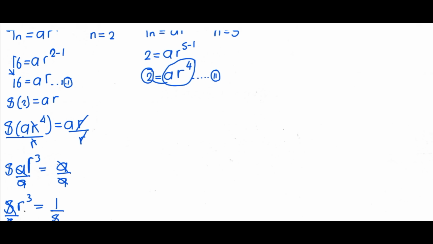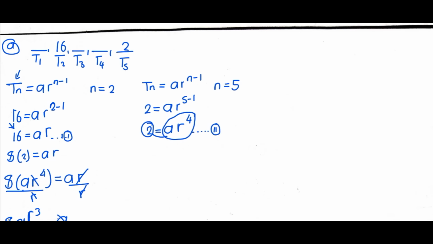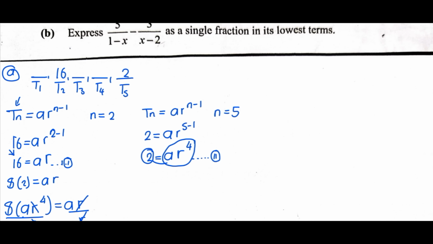Now, okay, let's say we don't want to use this principle. How can we solve for common ratio? So let's do this. If you are trying to solve for the same common ratio, what we are going to do is, from these numbers, I will start from 16.